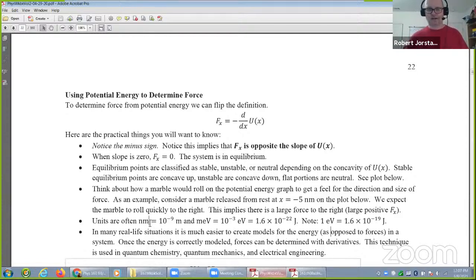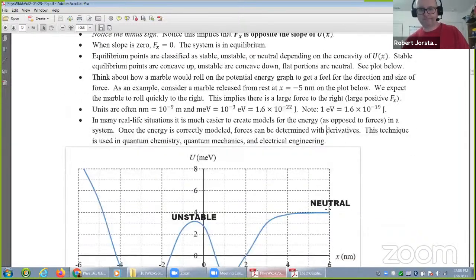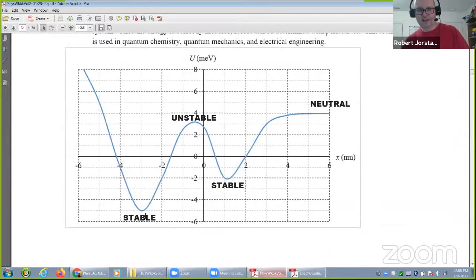This is for nanometer scale, which is like atomic scale. So we're thinking about atomic scale situations. All right. Anyways, why? Because a lot of this stuff is used in these subjects: chemistry, physics, quantum mechanics, and electrical engineering. All right. There's your picture. Stable is the bottom of a well, unstable is the top, and neutral is flat for a long ways.